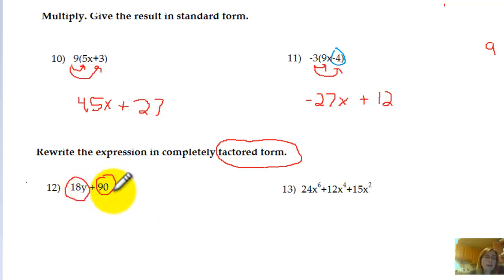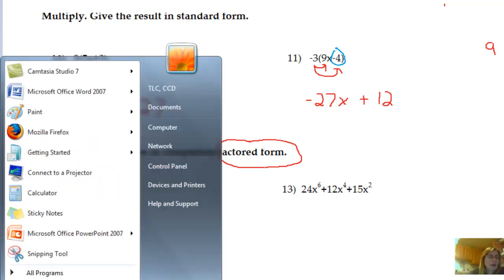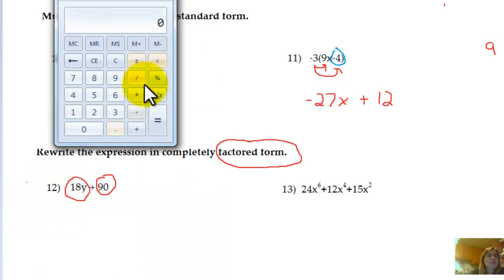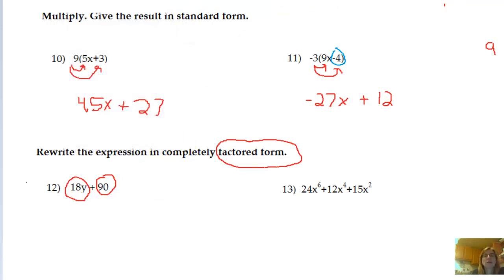Only one of them has a y, so don't worry about dividing any letters. But we see that 18 and 90 could probably have common factors between them. They have a common factor of 2. They have a common factor of 9. But they also have, and I can show you by the calculator, a common factor of 18, because 90 divided by 18 equals 5. So 5 times 18 is 90. So that means we can divide each term by 18. You want to try to divide each term by the largest number that you can.